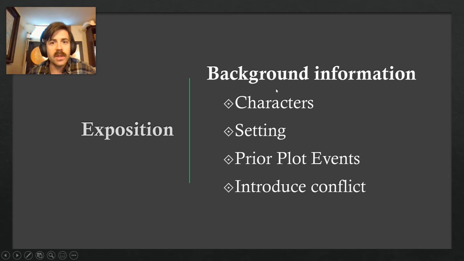And don't feel like you need to answer each one of these bullet points sequentially. You don't have to tell me everything that happened in the past that led up to this point in the story. A lot of writers just start by telling what's happening in this particular moment, and then prior plot events, pieces of setting, and pieces of characters will start filtering in as we go.